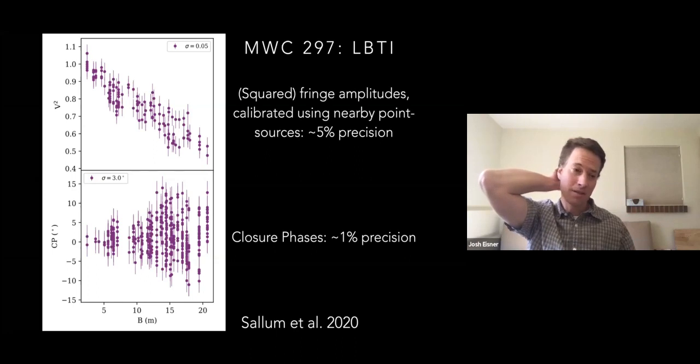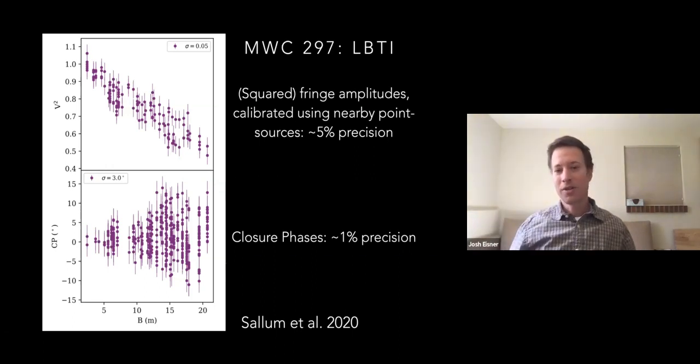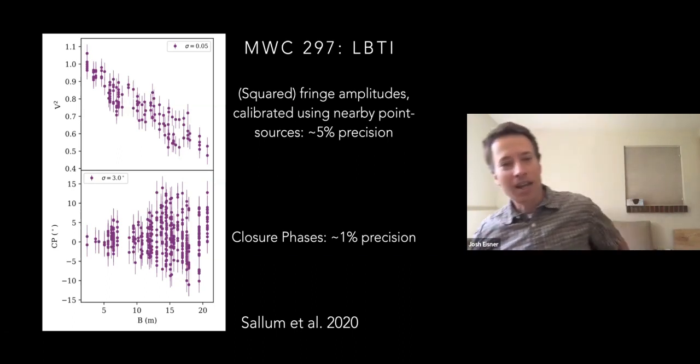We can make a pretty good measurement, and that allows us to reconstruct our images. And this also shows you a point I was harping on earlier, which is that closure phases, since they're a differential measurement, can be calibrated, measured to very high precision. So on the top here, you see again these squared amplitudes of those fringes. Those we have sort of 5% precision. Maybe you think it's even a little worse after calibrating.